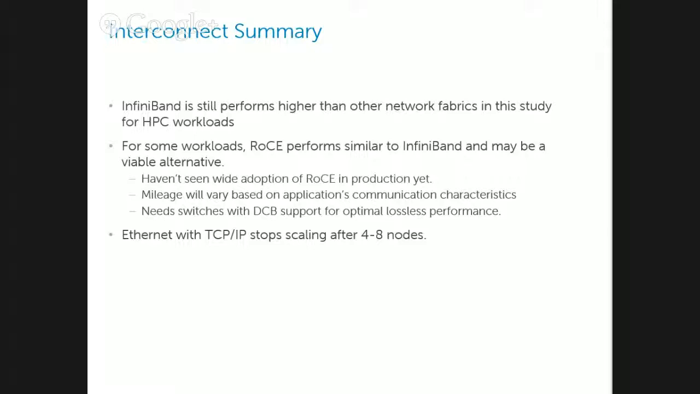But TCP/IP pretty much stops scaling up to 4 to 8 nodes. So unless you have embarrassingly parallel applications or applications that don't do a lot of message passing, then TCP is not a good option for inter-process communications.